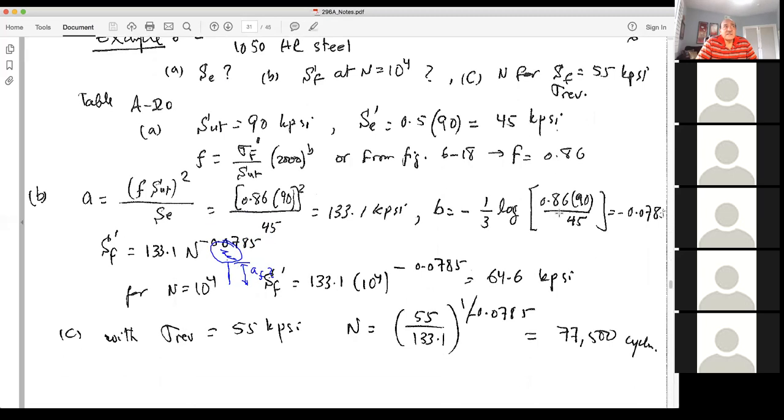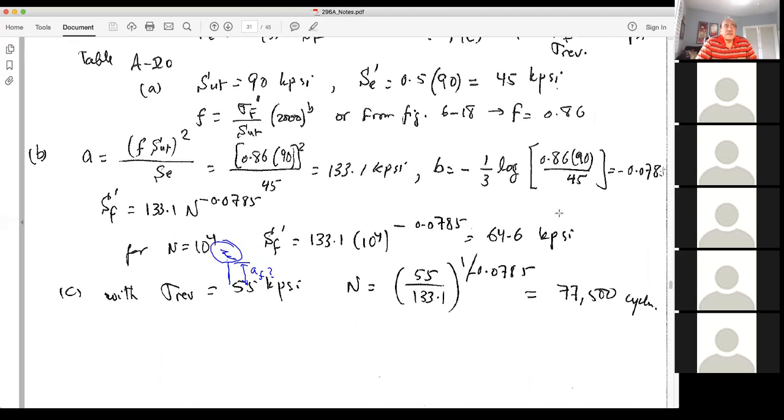And therefore, from that, we are able to find the constants that control the relationship between S and N. That is to say, S equals A times N to the power B. So A is F S ultimate squared over S endurance, 133.1. It has units of KSI. And B is 1/3 log of F times S ultimate over S endurance. And that gives us a negative number, minus 0.0785. And therefore, I got my correlation completely resolved here.